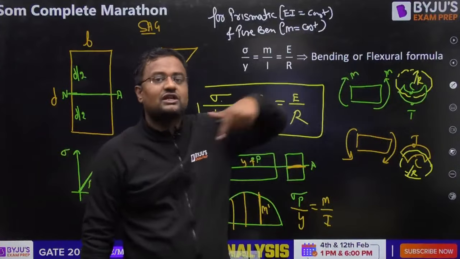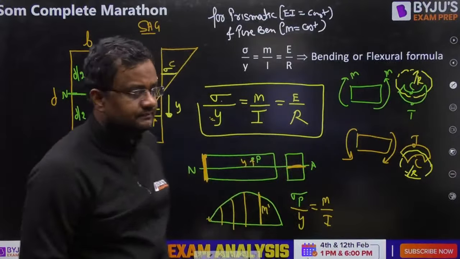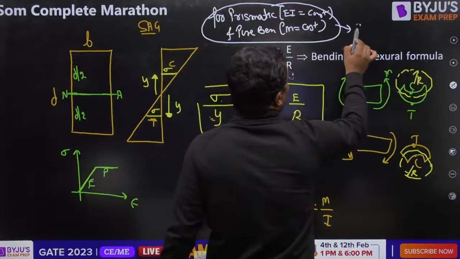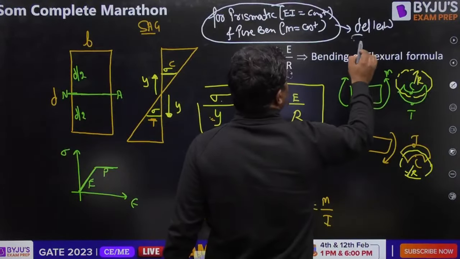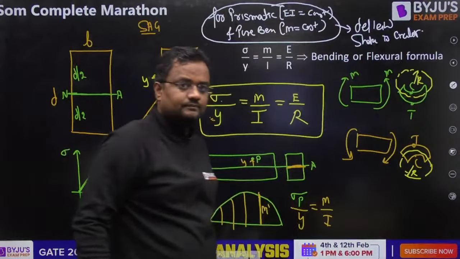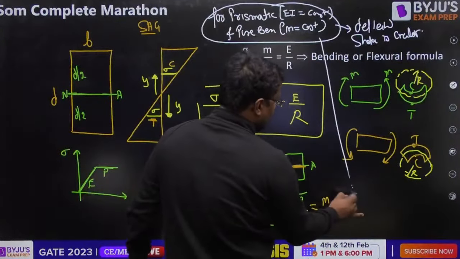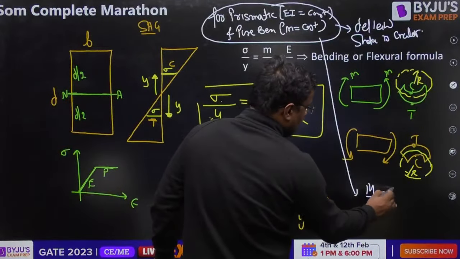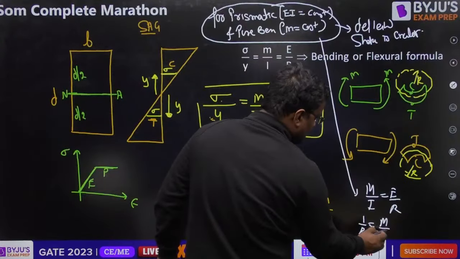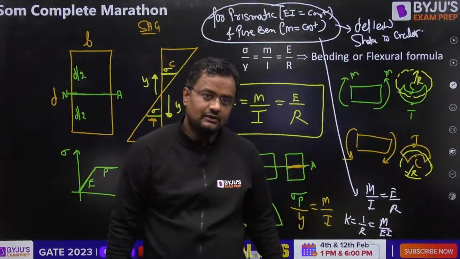Because M is constant. Shear force is dM by dx. If M is constant, shear force will be 0, of course. So for a prismatic beam in pure bending, the deflected shape is circular. Why? Let me tell you, guys. M by I is equal to E by R. So 1 by R is M by EI. 1 by R is also called curvature. So curvature is M by EI.